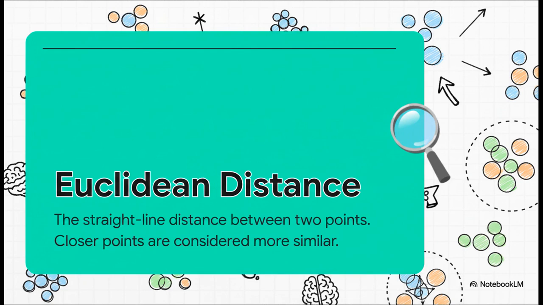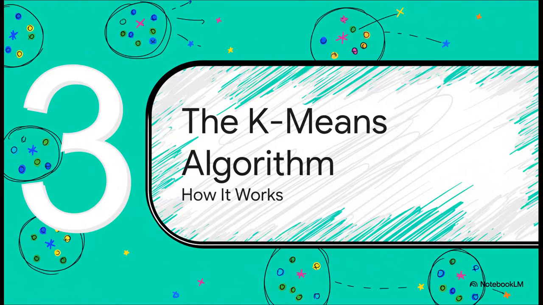But how does the algorithm know which pile to put a Lego brick in? Well, it measures distance. The most common way is something called Euclidean distance, and don't let the fancy name fool you, it's just the straight line distance you'd measure with a ruler. The closer a data point is to a centroid, the more similar the algorithm thinks it is. Simple as that. Okay, so we've got our key ingredients now. We've got clusters, centroids, and distance.